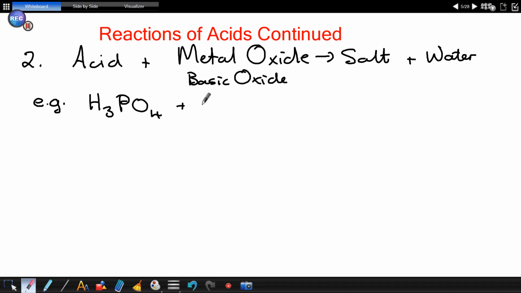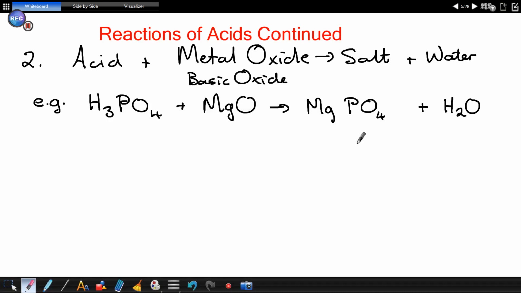H3PO4 and magnesium oxide will make magnesium phosphate. Sort out the formula for magnesium phosphate, please, and water. The phosphate is negative 3, so it's Mg3, put brackets, (PO4)2.